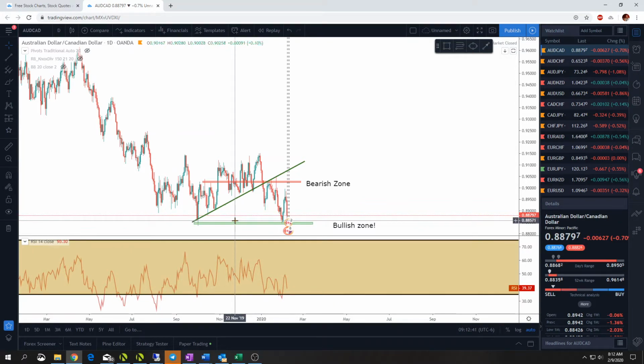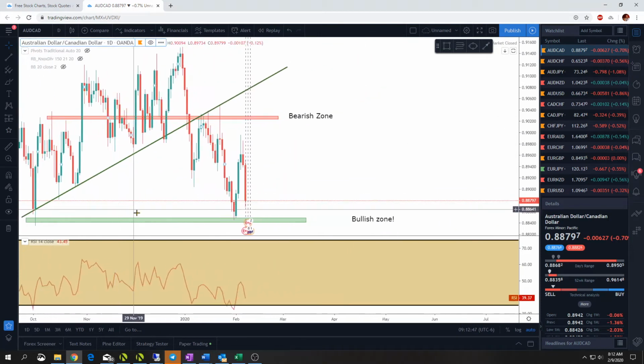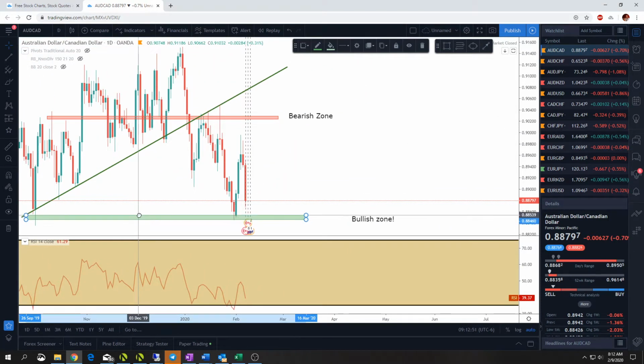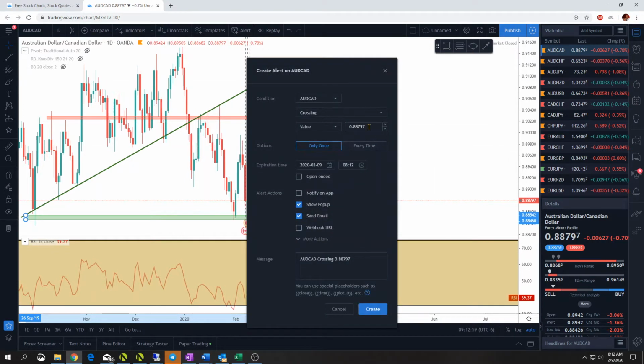I really hate having that fundamental. There we go. I'm going to pull this up a little bit. I'm going to put my alert at 0.88569. Looking to buy. Bam. All right.